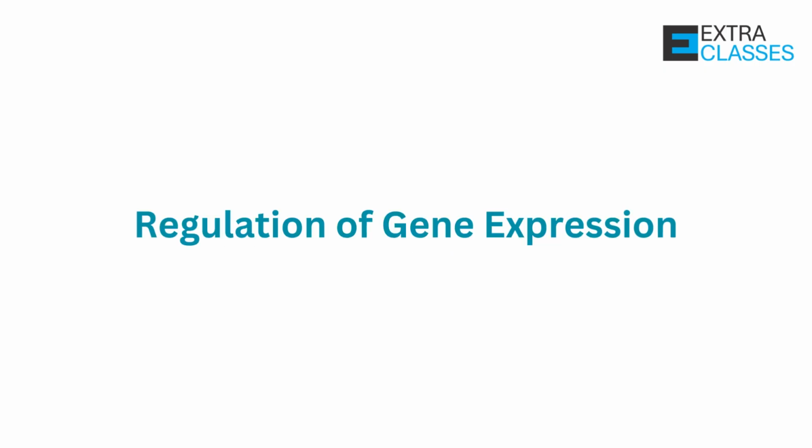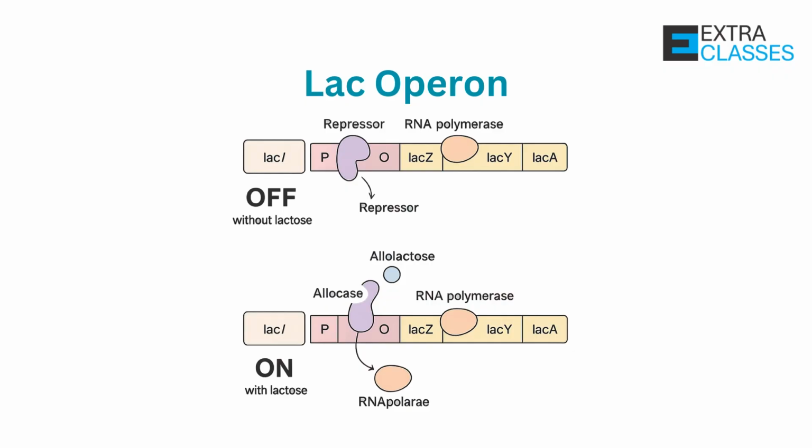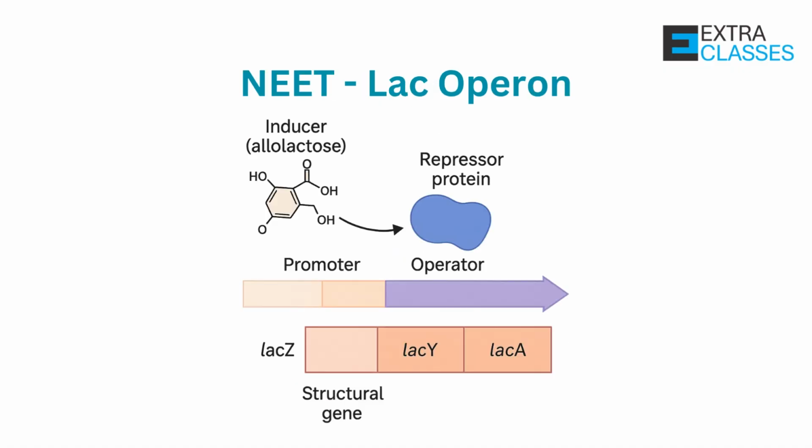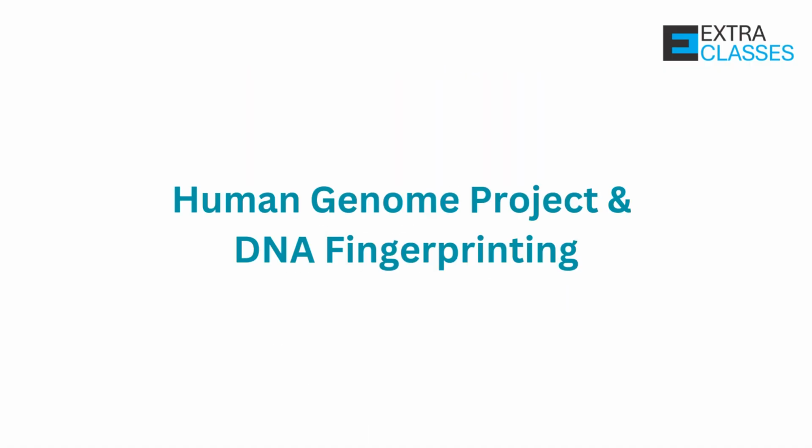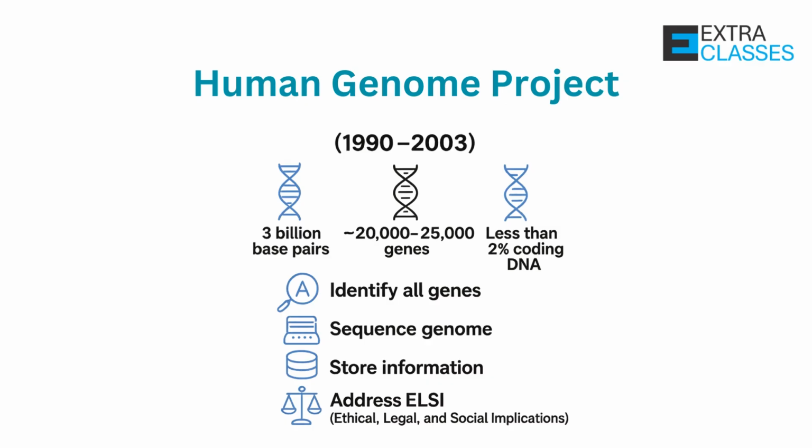Focus on lac operon in prokaryotes. Lac operon is an inducible operon. Structural genes are Z, Y, and A. A regulator gene produces repressor protein. In the presence of lactose, the repressor is inactivated and genes are transcribed. NEET often asks, what is the inducer in lac operon? The answer is allolactose.